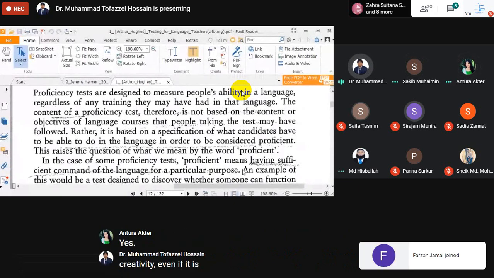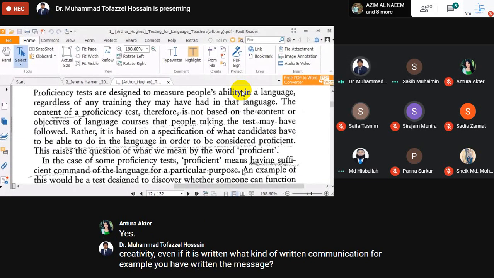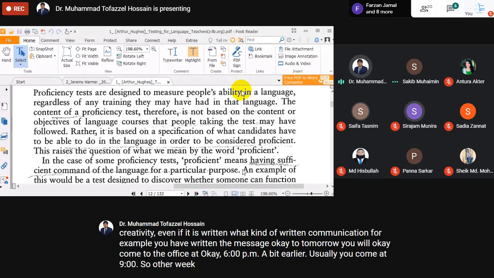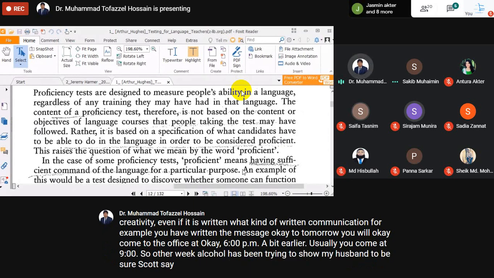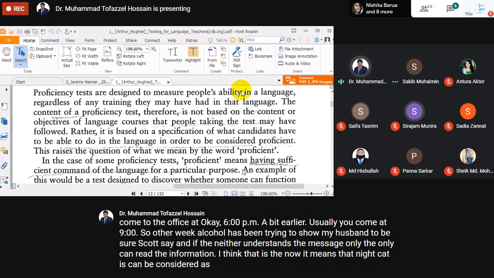Even if it is written, what kind of written communication? For example, you have written the message: tomorrow you will come to the office at 6 p.m., a bit earlier. Usually you come at 9. So, "What time will you come tomorrow? Please come at 6, there is some special work." And if the night guard understands the message, can only read the information, I think that is enough. That means that the night guard can be considered as proficient. It means the level of proficiency.